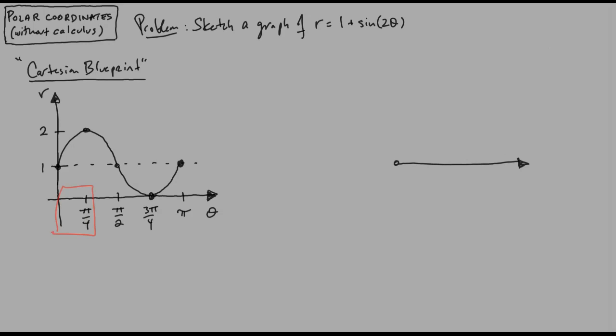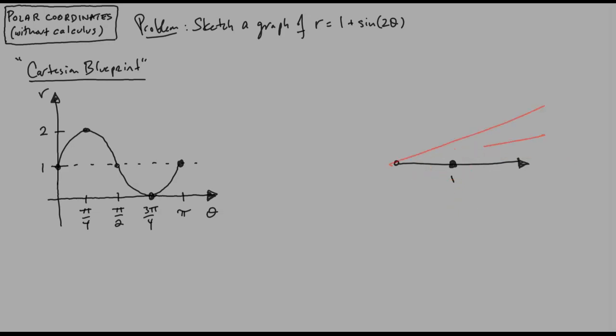I know what the Cartesian blueprint does. The r value goes from 1 up to 2. When theta is 0, r is 1. So when we come over here, when theta is 0, the moving pen is at 1. So it'll begin at this point.